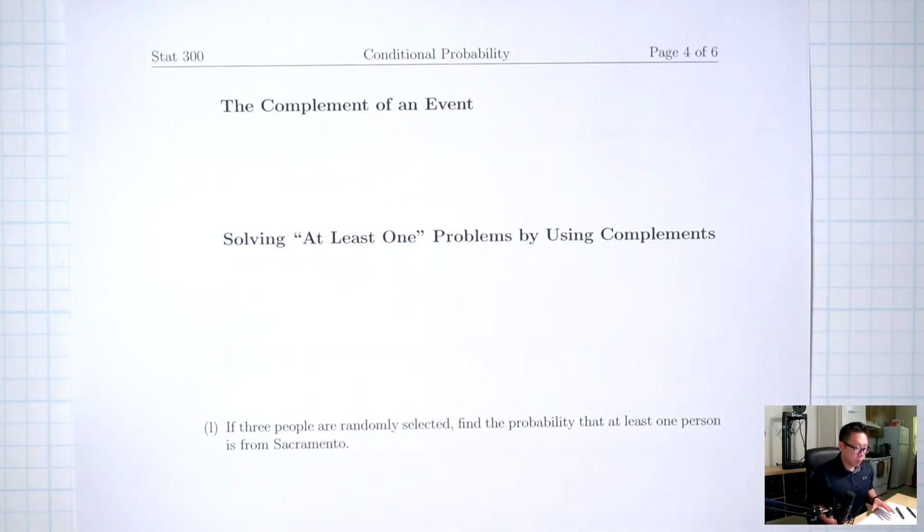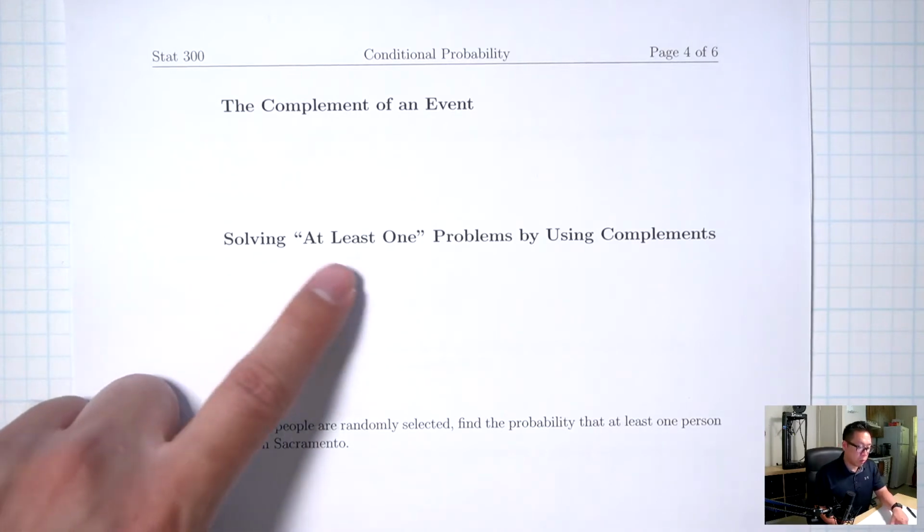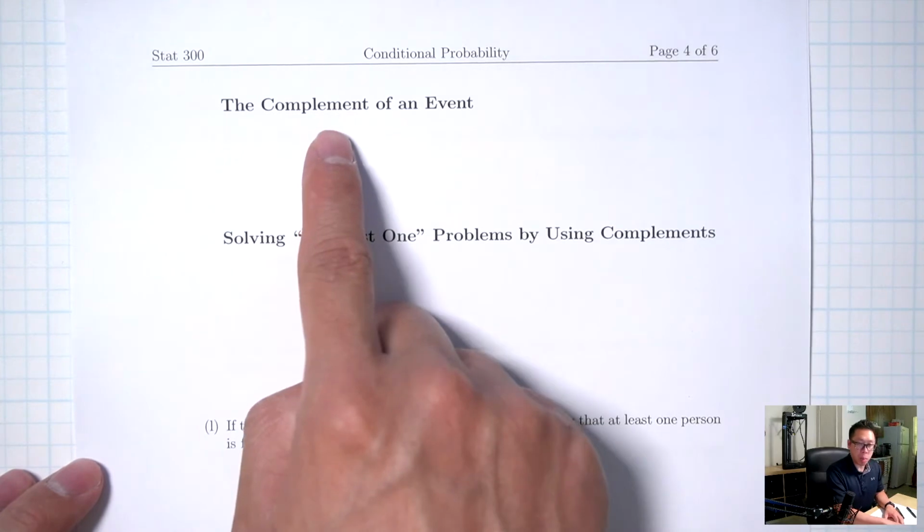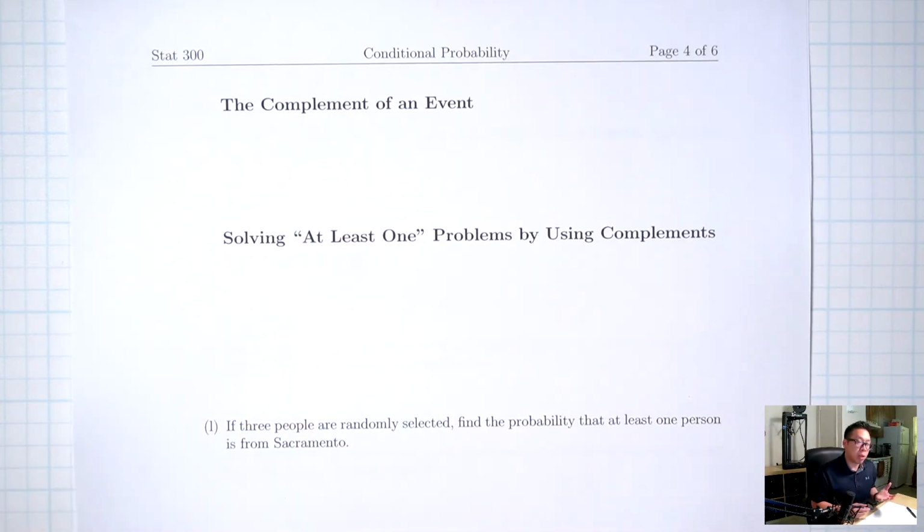The third new concept we're going to talk about today is solving at least 1 problems. Before I talk about solving at least 1 problems, I have to talk about complement. Complements we talked about already when we talked about set theory. So in set theory, the complement of a set are all the things that are not in that set. And for probability, it's going to be something similar.